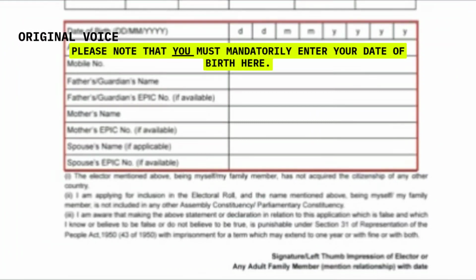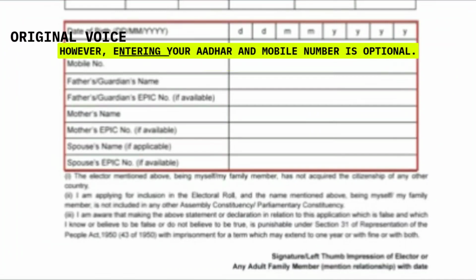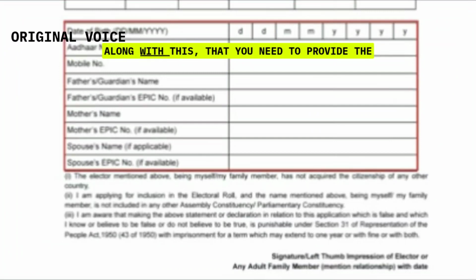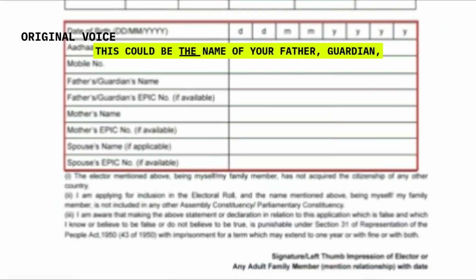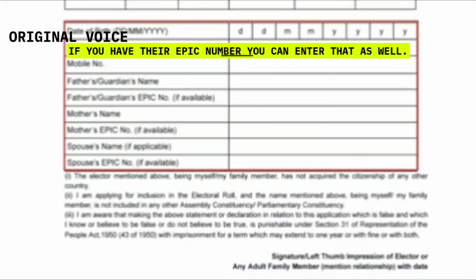Please note that you must mandatorily enter your date of birth here. However, entering your Aadhaar and mobile number is optional. Along with that, you need to provide the name of the family member. This could be the name of your father, guardian, mother, or if married, the name of your spouse. If you have their EPIC number, you can enter that as well.